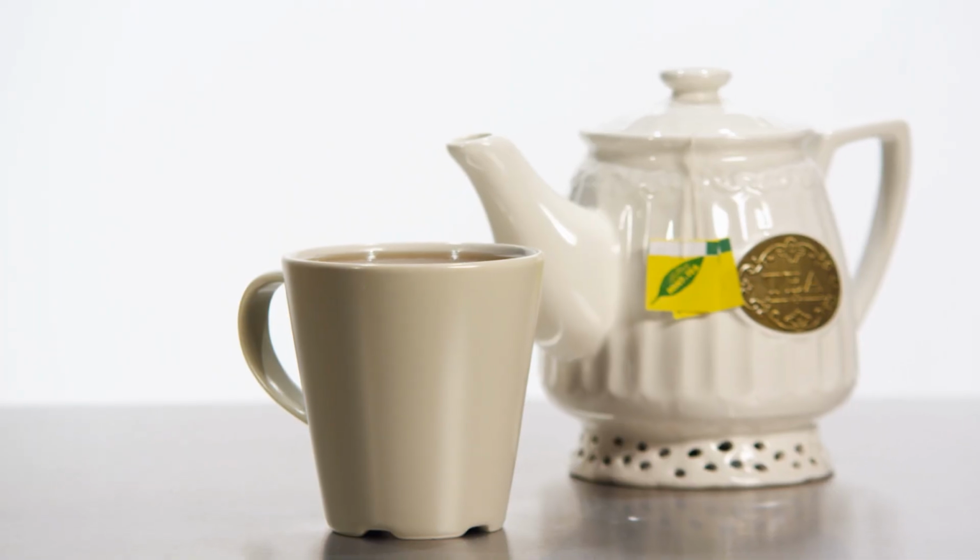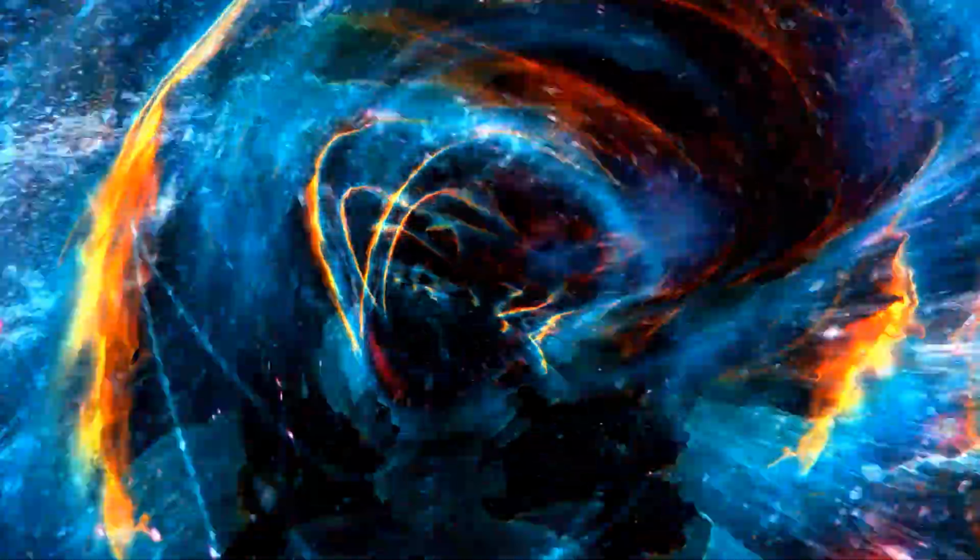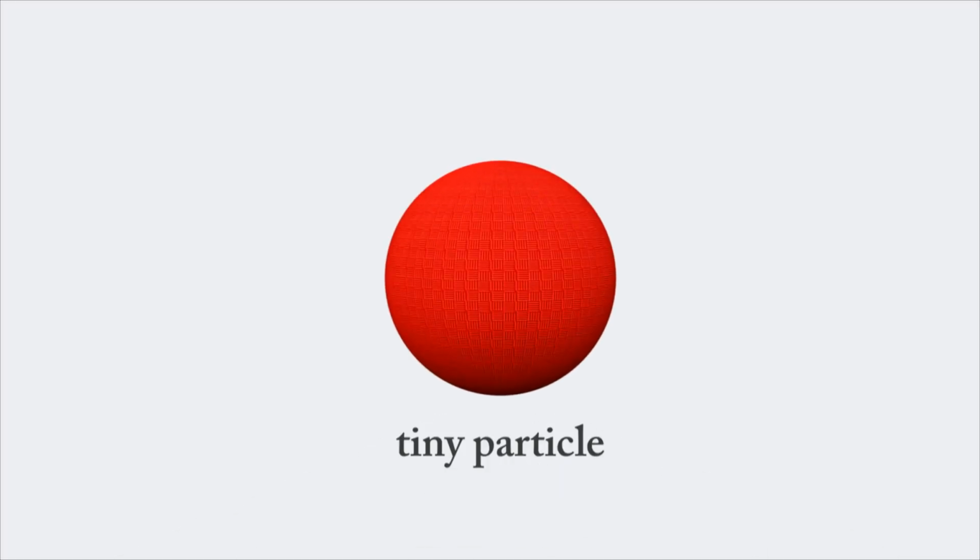To understand what temperature is, we need to imagine the tiny particles that the hot tea is made of. Let's pretend this ball represents one of those tiny particles, an atom. Imagine all the different atoms and groups of atoms, called molecules, that make up the tea. They're all jiggling and vibrating.